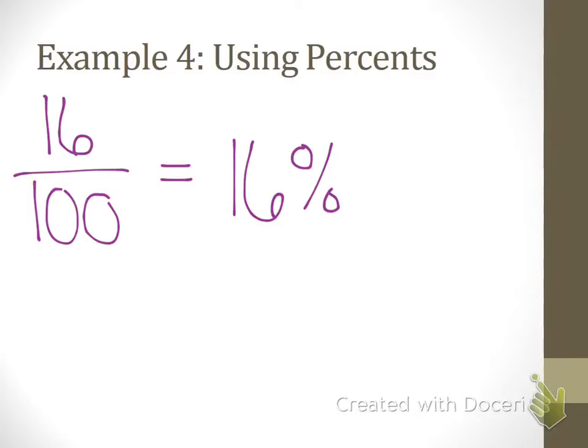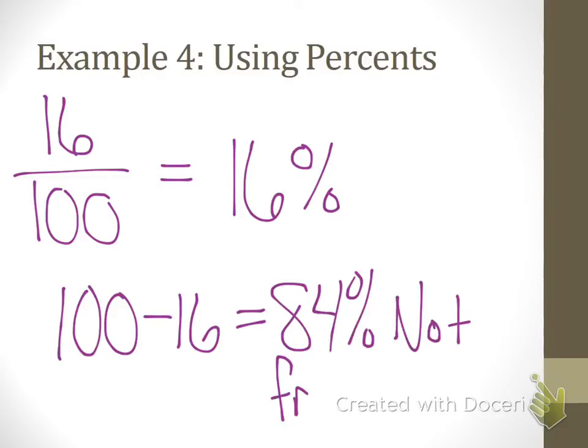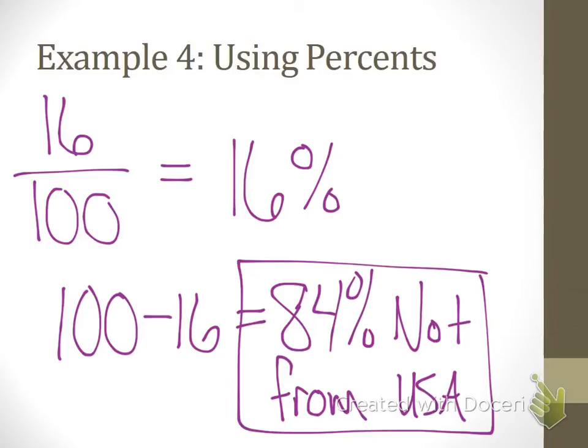Well, I found the percentage that were. So how could I find the percentage that are not? Subtract from, right? Subtract it from 100. So if I know 16% are from the USA, then I can subtract it from 100 to figure out how many are not from the USA. That's going to help you on number 40 on your homework tonight. That'll help you on your homework, okay? And if you understand that, that's everything you need to know for 9.1.